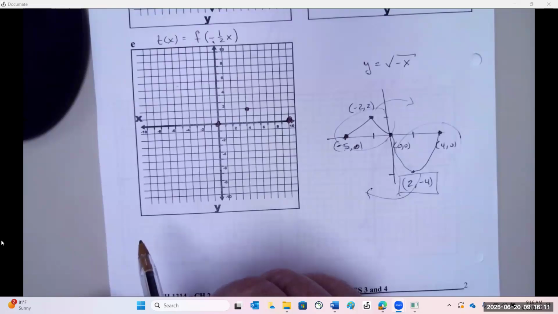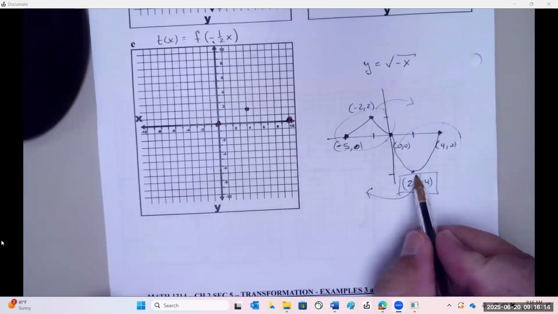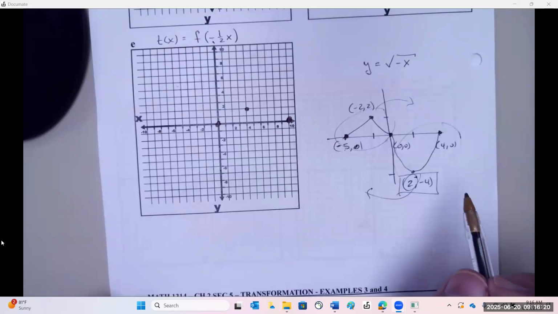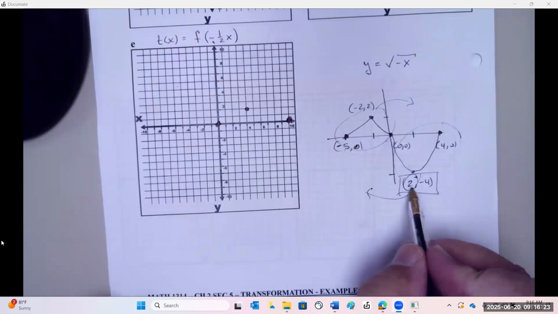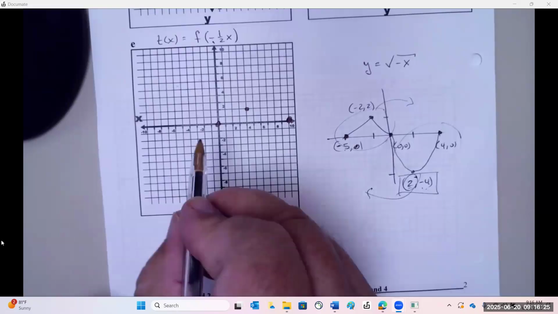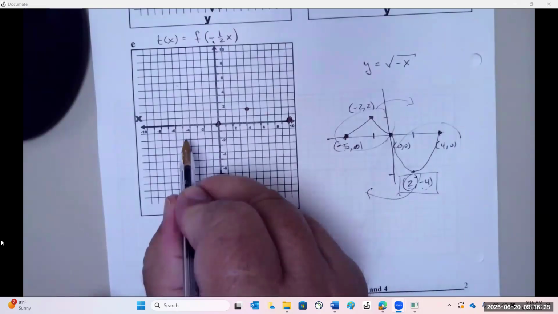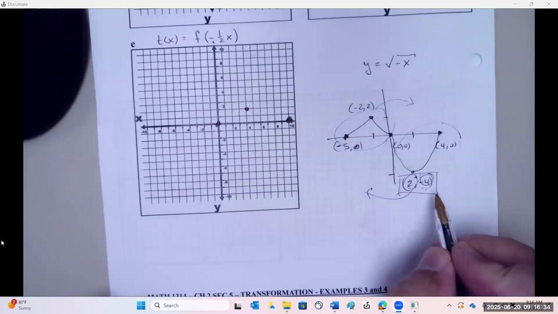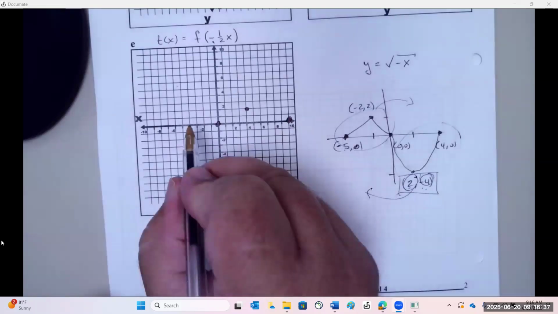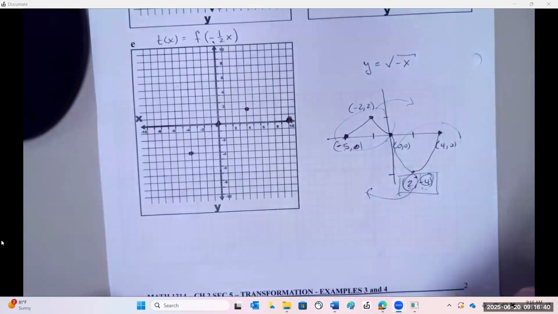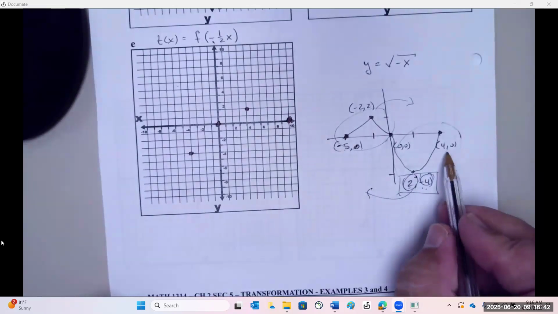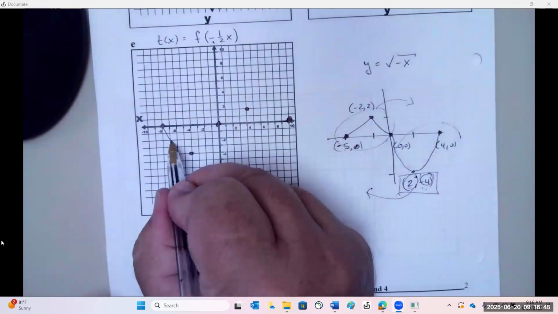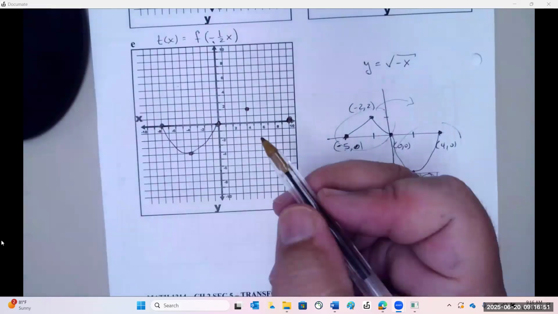2 times 2. This is 2. What do I multiply by? What's the new point? Oh, wait, wait, because this stays the same, so it's -4, -4. And the last point at 4, 0 becomes -8, 0. So there's my new graph.